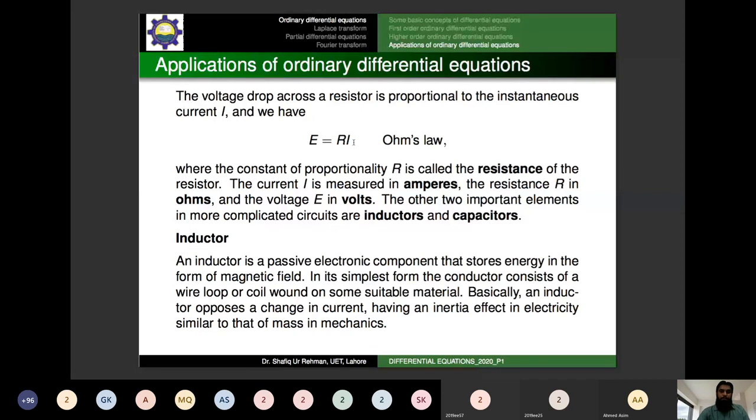So besides the resistor, we have two important elements being utilized in more complicated circuits, known as inductors and capacitors. What is an inductor? An inductor is a passive electric component that stores energy in the form of a magnetic field. In its simplest form, it consists of a wire loop or coil wound on some suitable material. Basically, an inductor opposes a change in the current, having an inertia effect in electricity similar to that of mass in mechanics.